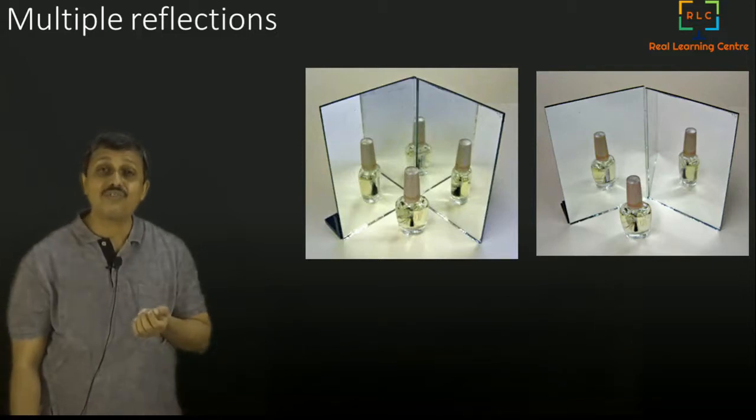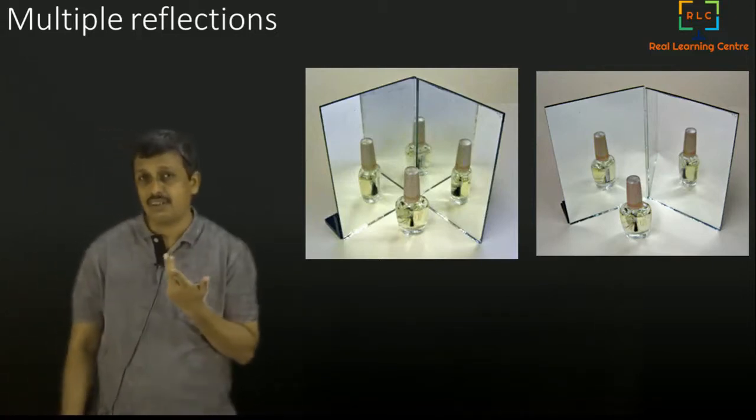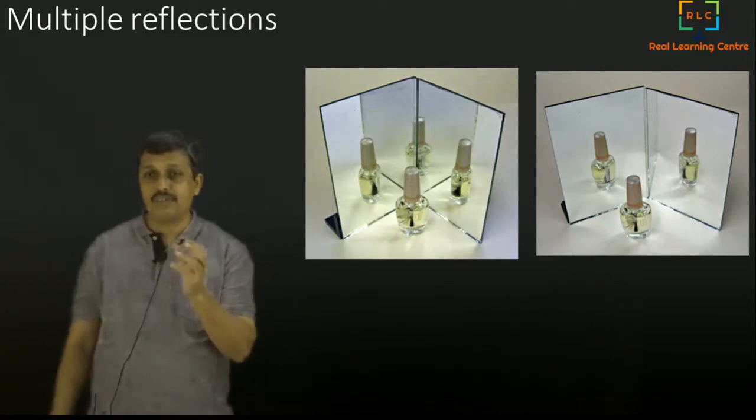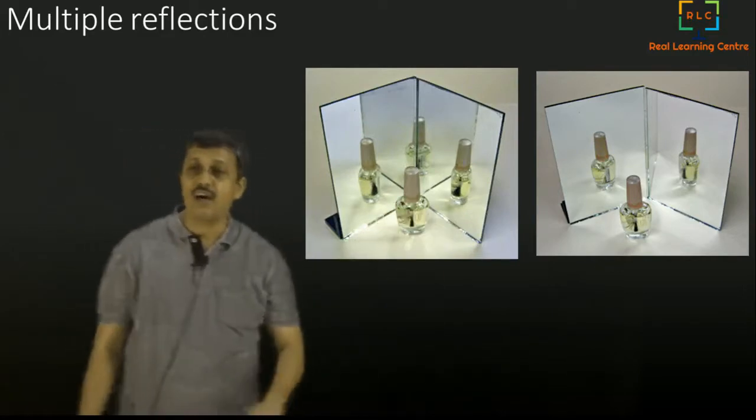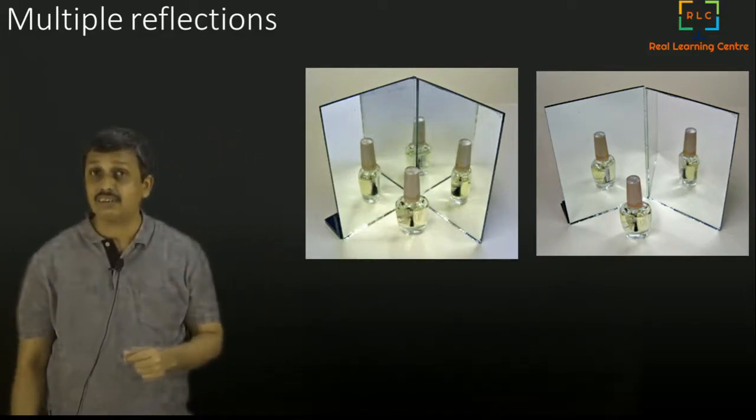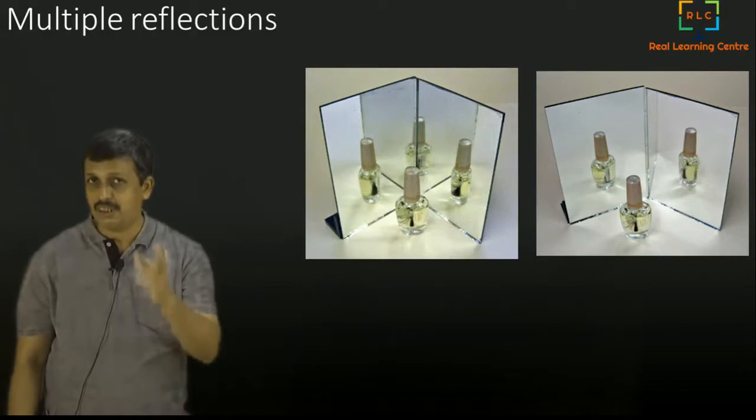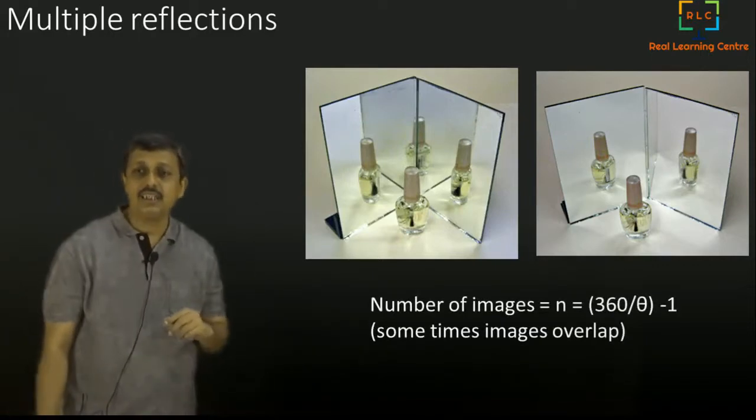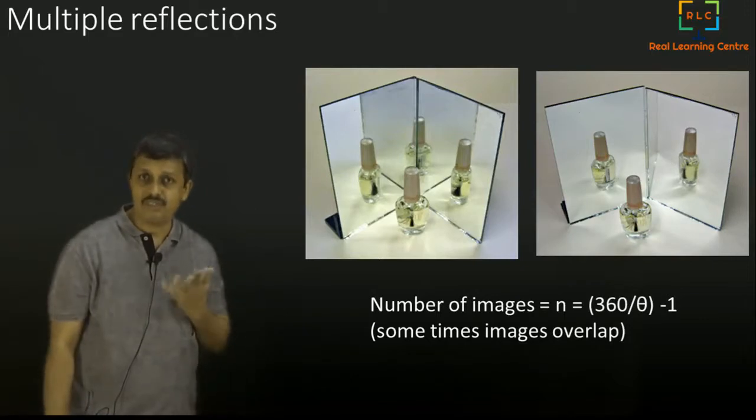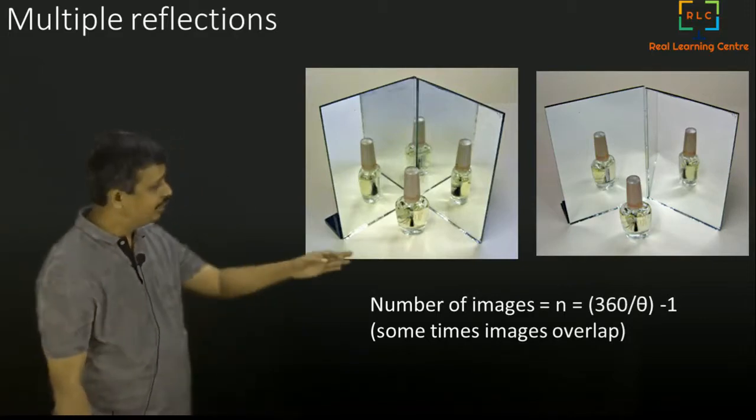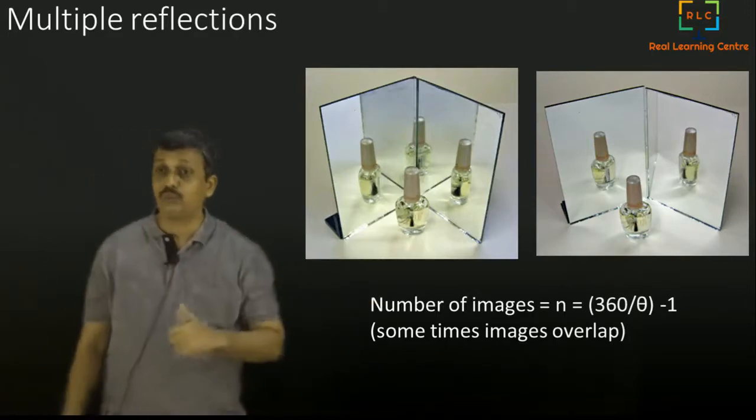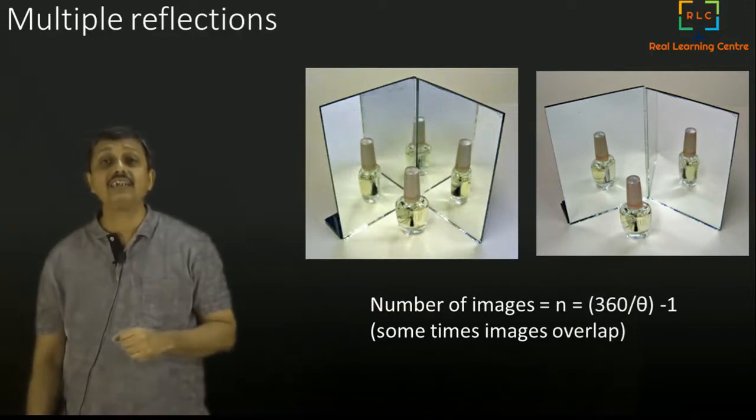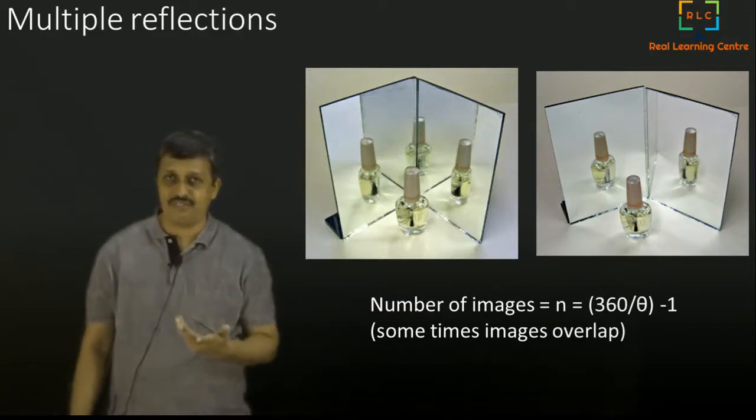So is there a way to find out? Now how does it happen? If given an angle between the mirrors, can you say how many reflections we can see? It is possible, and it is even possible to prove that, but I will give you an idea. Here the number of images n is equal to 360 divided by theta minus 1, where theta is the angle between the mirrors.